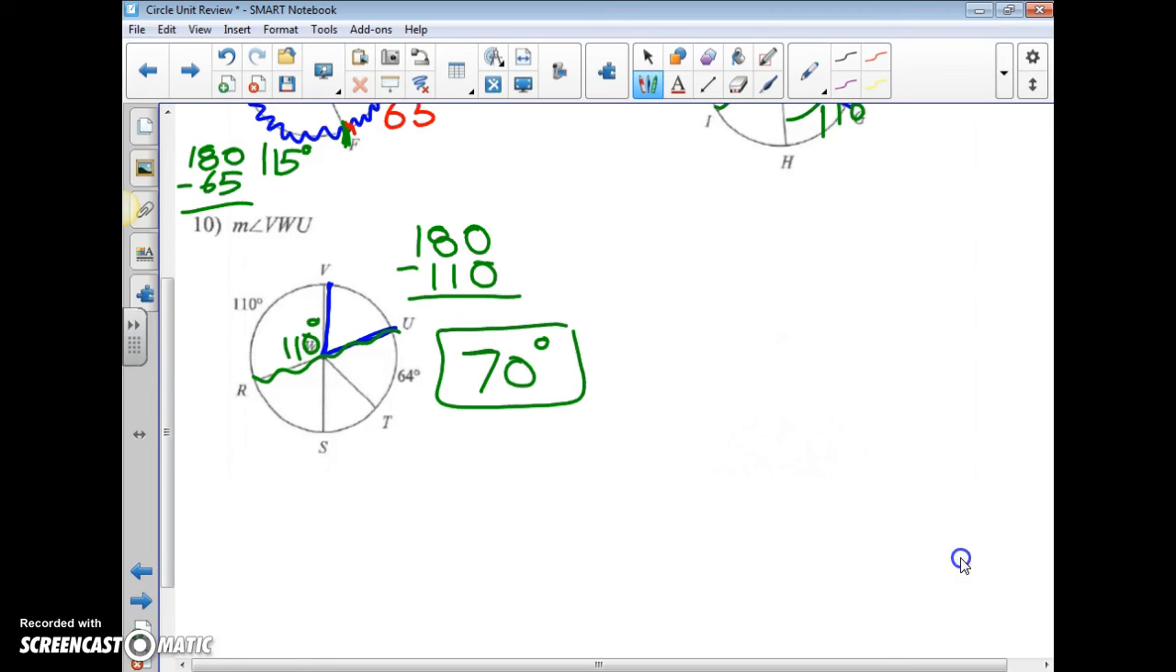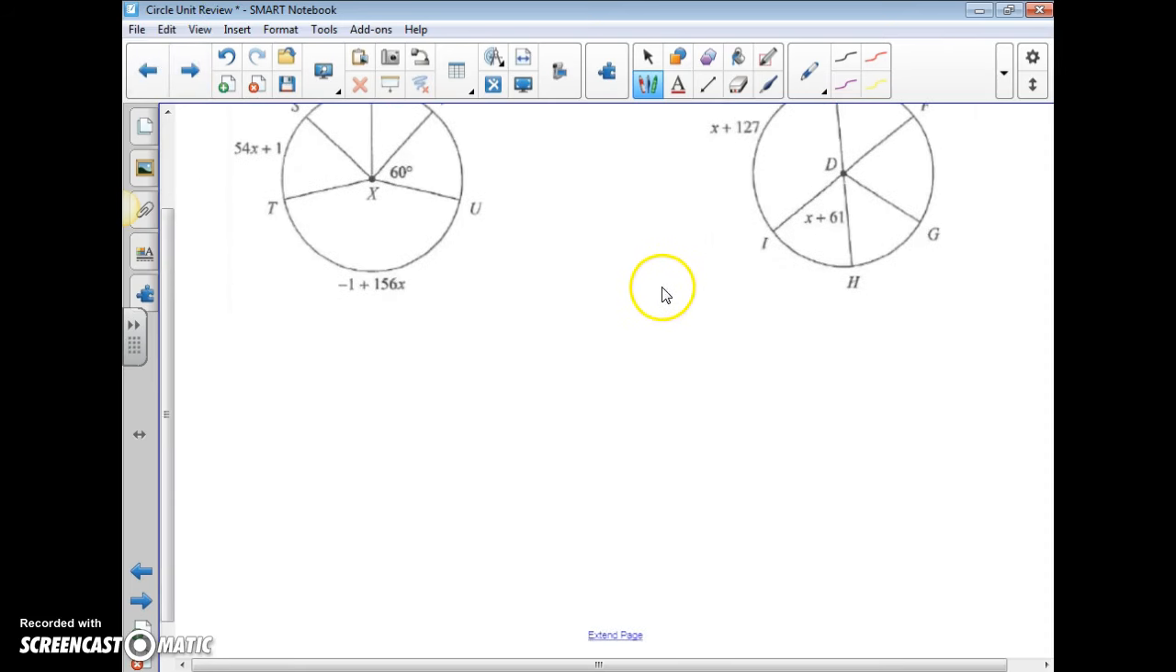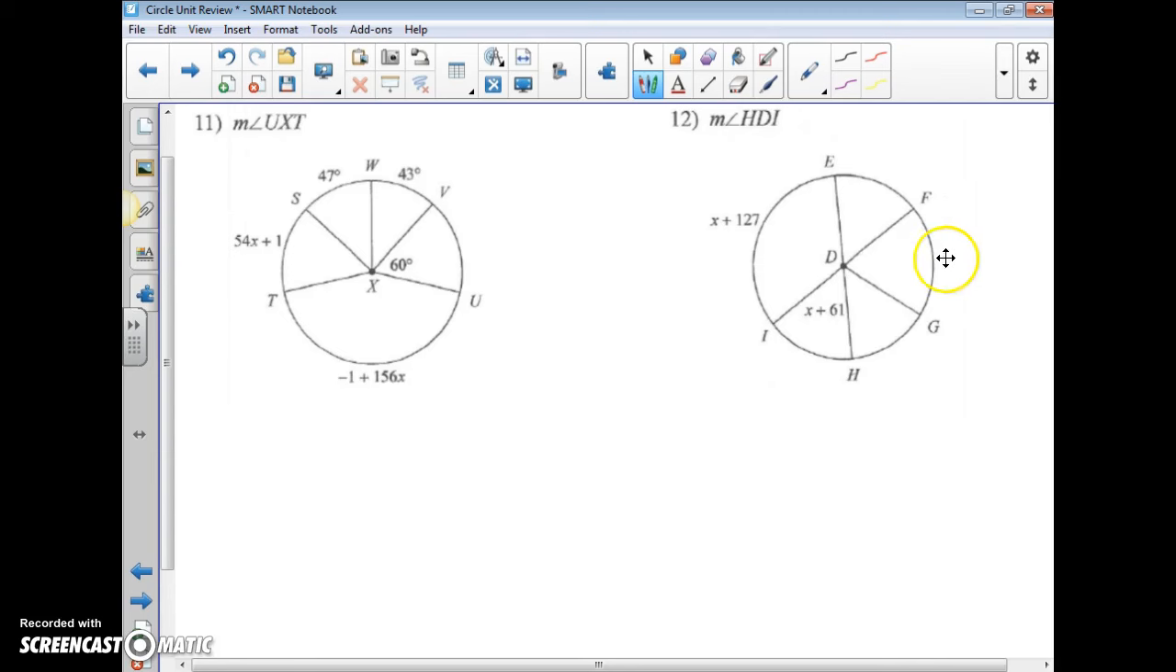Number 11. Number 11 takes a little bit more thought. So I've got UXT, which is going to be a central angle. Well, I know its arc and central angle are the same, so this is negative 1 plus 156x. The first thing I need to do in this problem is I gotta go find x. What is it? I gotta go find that value of x.